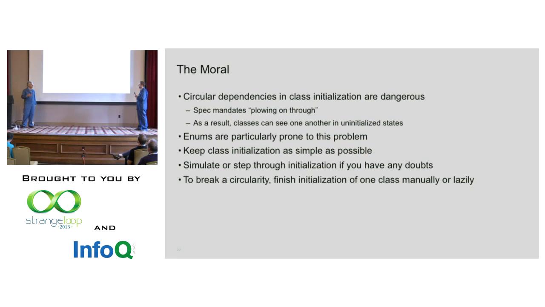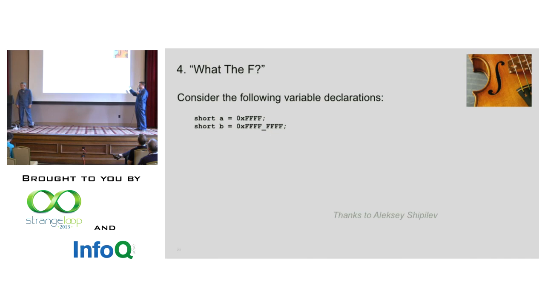And I'm a huge fan of lazy initialization. Specifically in this case, we could have one enum named person with an abstract method called getSpouse. And that would be more politically correct too, by the way.